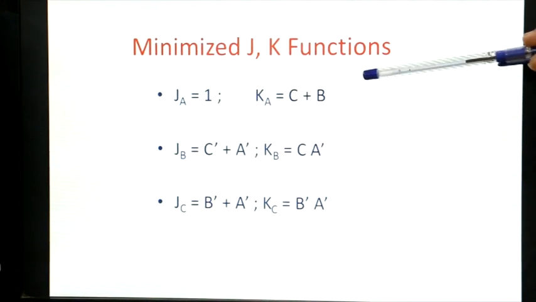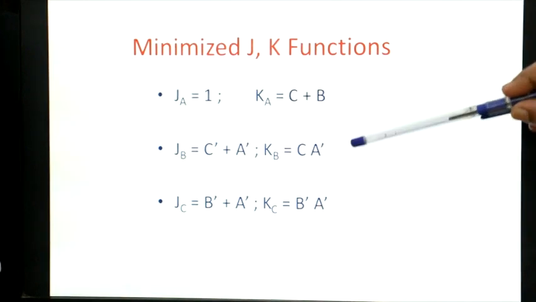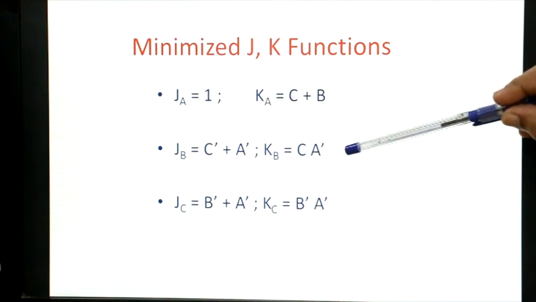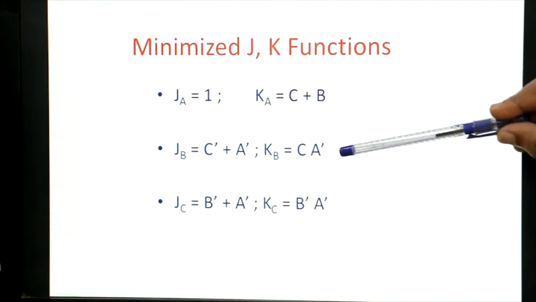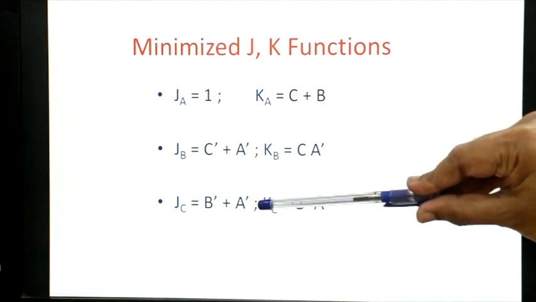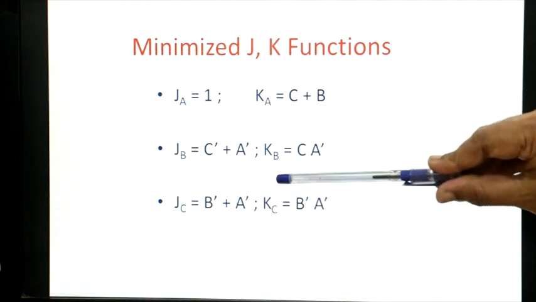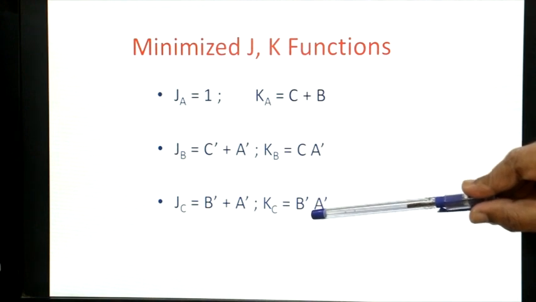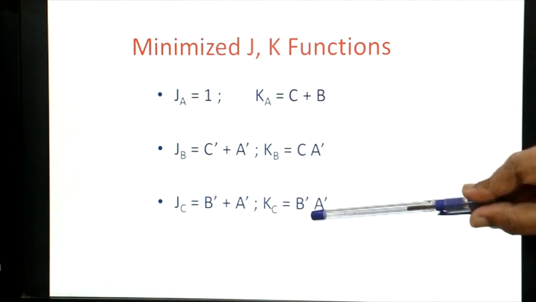JA is 1, KA is C plus B, JB is C prime plus A prime, or C bar plus A bar, and KB is C A prime, and JC is B prime plus A prime, and finally KC is B prime A prime.